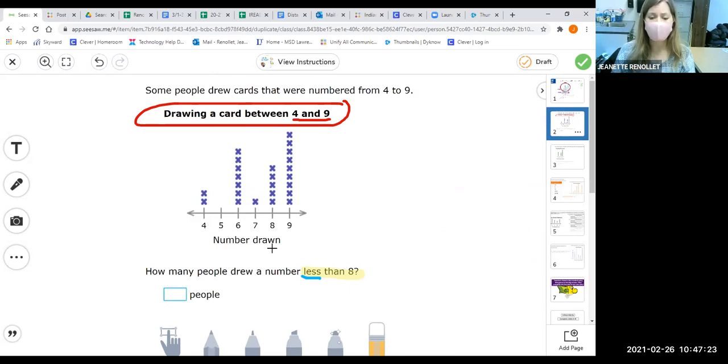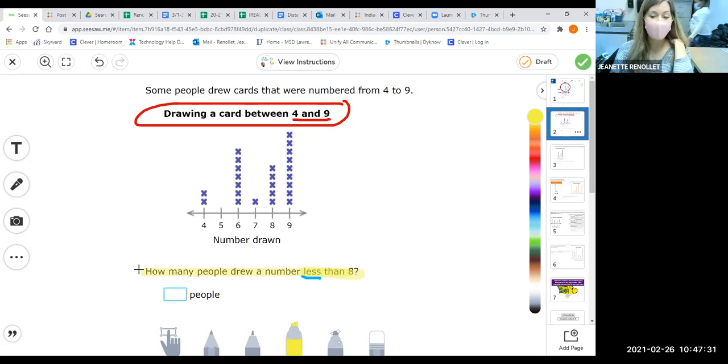Okay, so let's look at our graph. Now let's look at our question. How many people drew a number less than 8? So I'm looking at less than 8. Those are some clue words. So first I'm going to start with 8 and see how many people drew 8 when they drew a card.